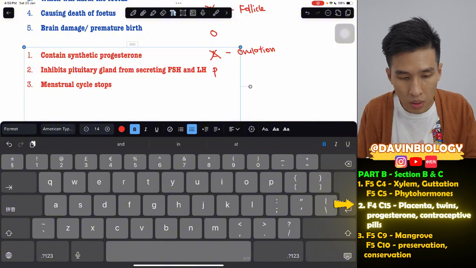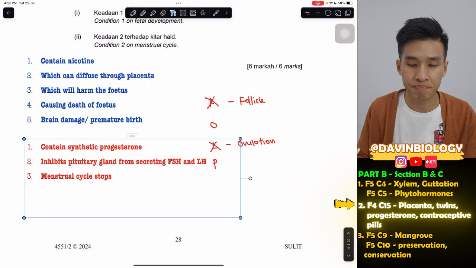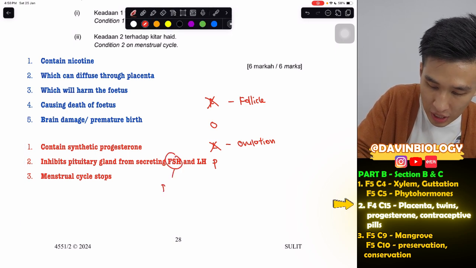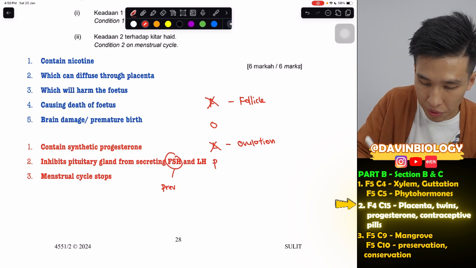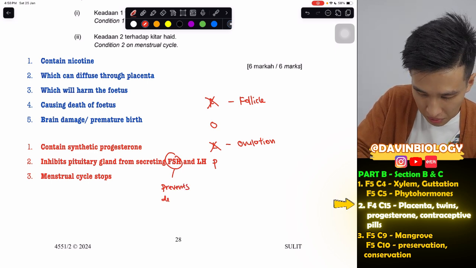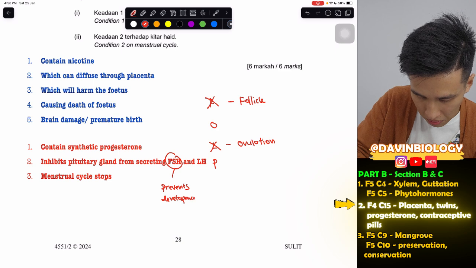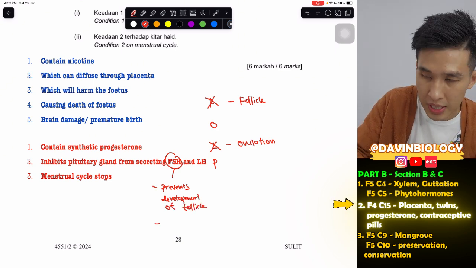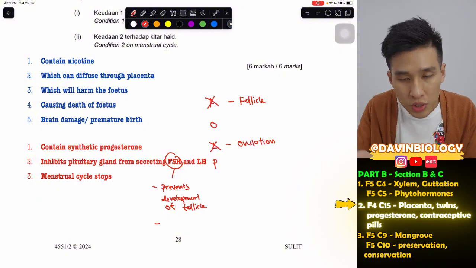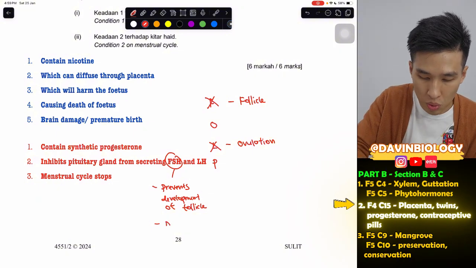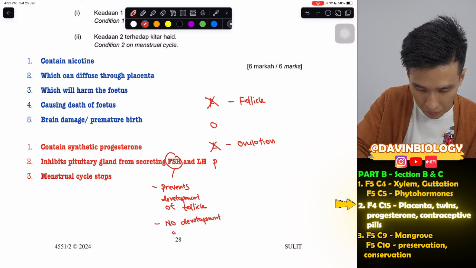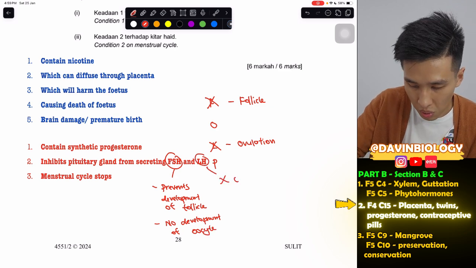Because no hormones, that's it. Okay, but let's say if they ask how to prevent pregnancy, you can just write it here. This one actually prevents development of follicle. No follicle develop means oocyte doesn't develop, because follicle surrounds the oocyte and helps to develop the oocyte, so there will be also no development of oocyte. And without LH, basically there's no ovulation.